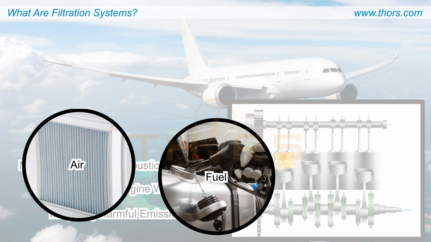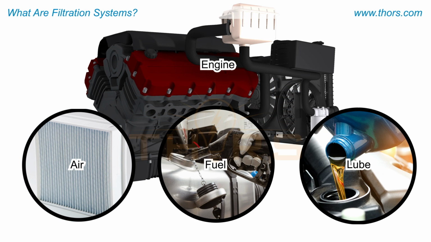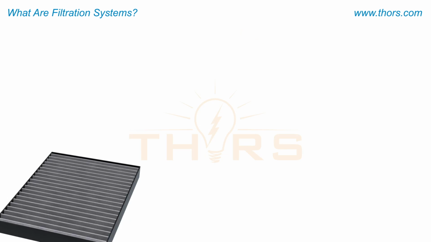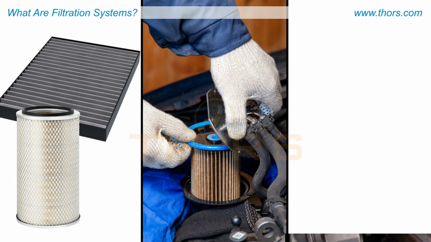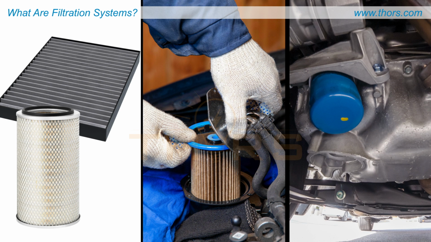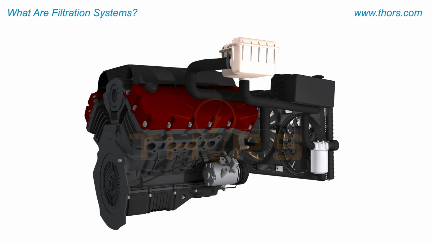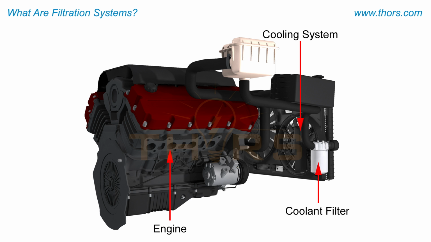The air, fuel, and lube that an engine is exposed to during operation carry contaminants that damage the engine. The air filter, fuel filter, and lube filter protect the engine from contaminants. Transportation systems also have a coolant filter that removes contaminants and debris from the engine's cooling system, helping to maintain the cooling system's efficiency and to prolong engine life.